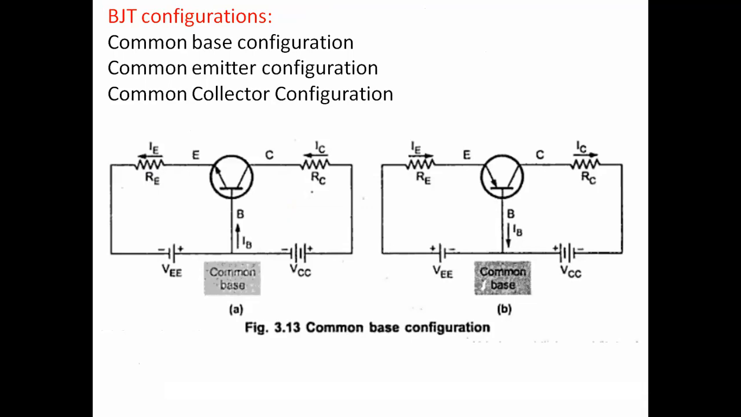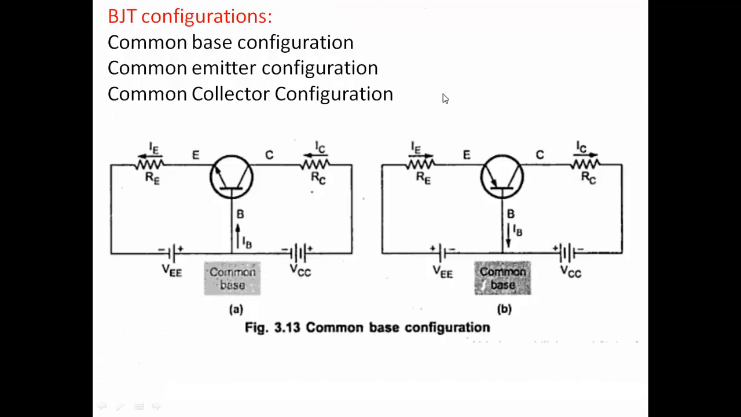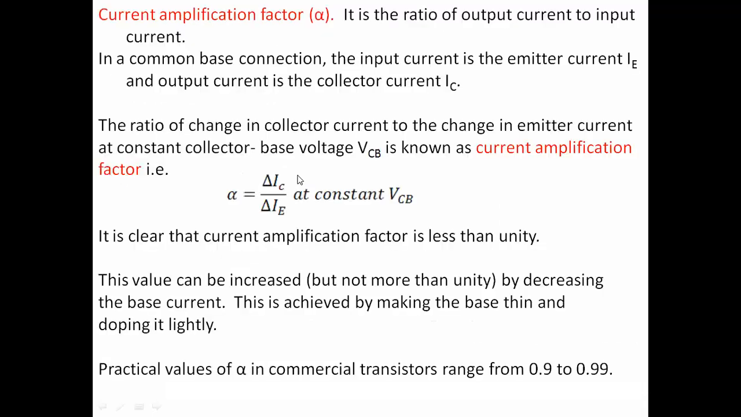So here we are talking about the current amplification factor. Output current to the input current is the ratio, that is the amplification factor alpha. In a common base connection, the input current is the emitter current IE and the output current is the collector current IC. The ratio of these two gives the current amplification factor.